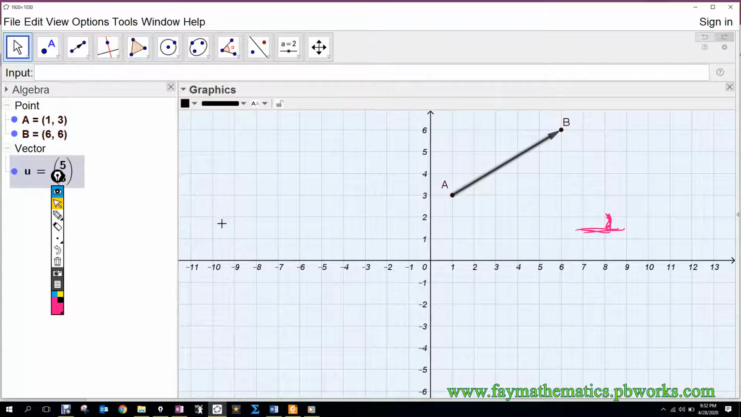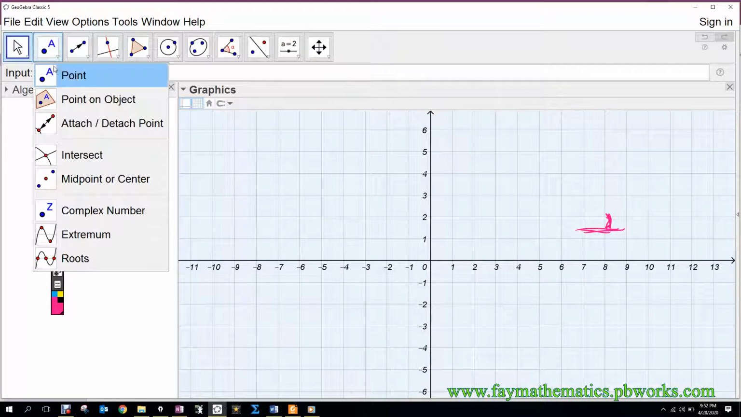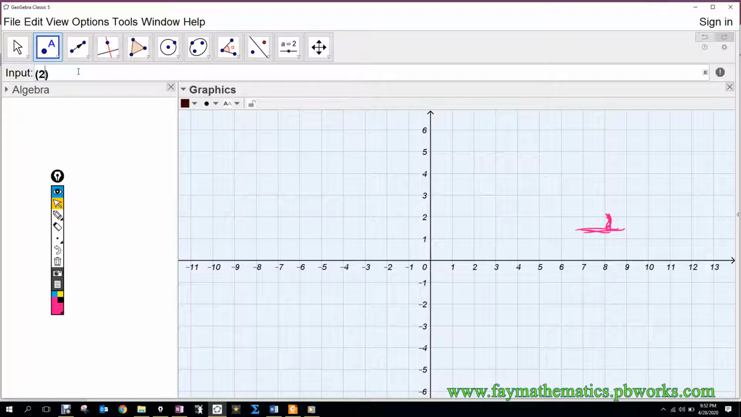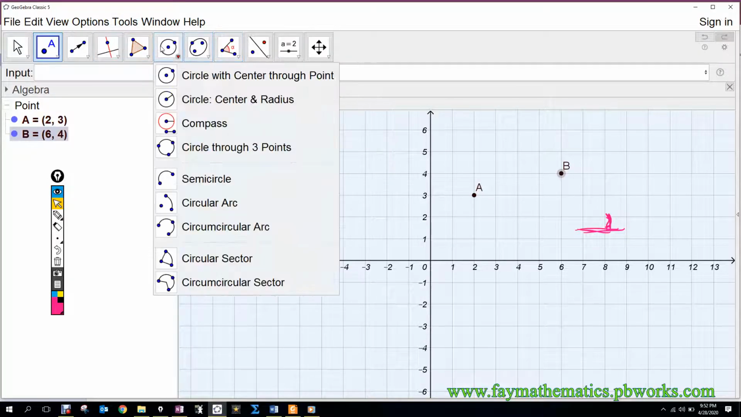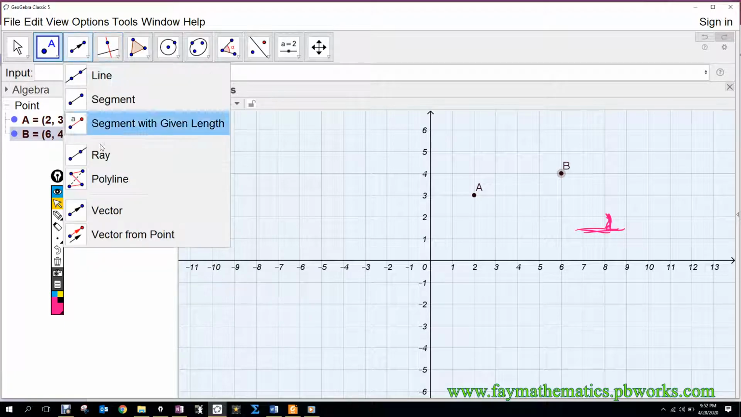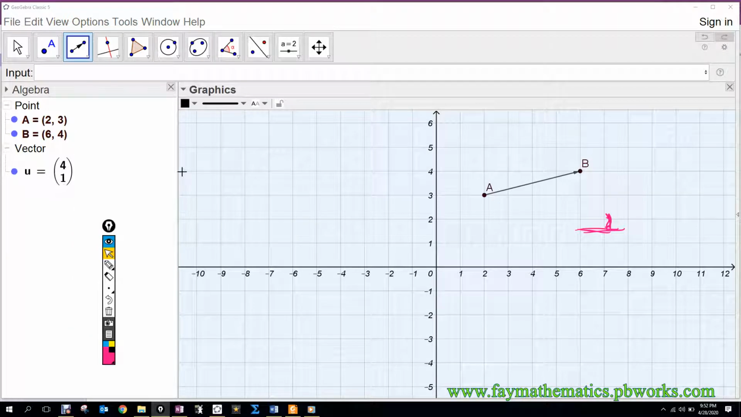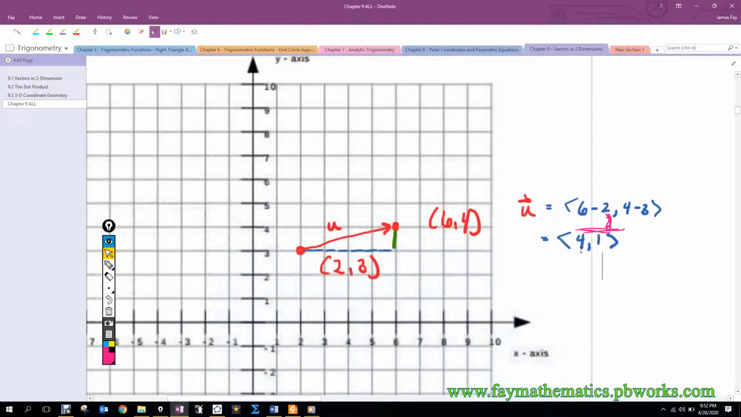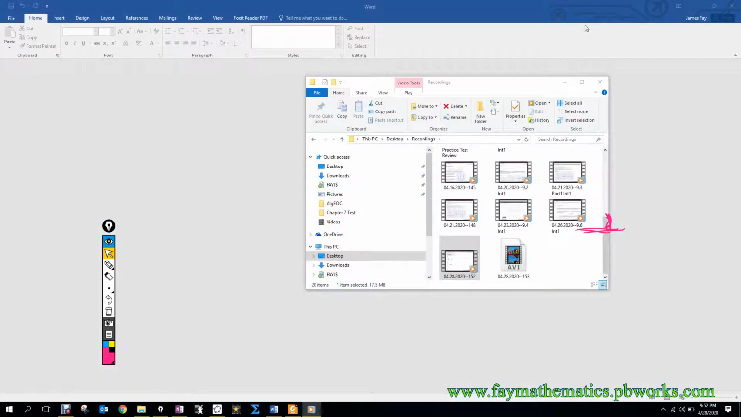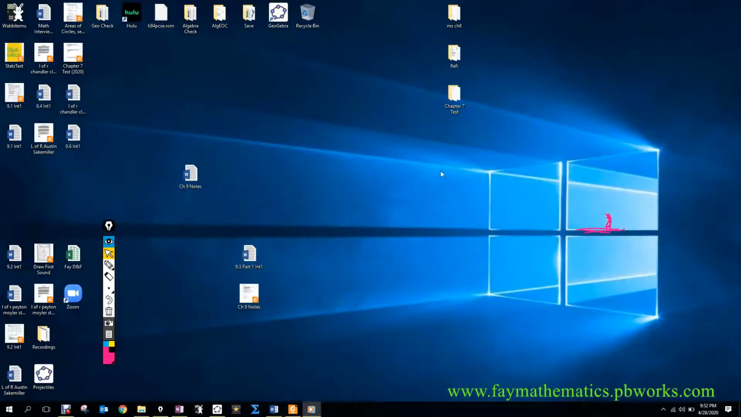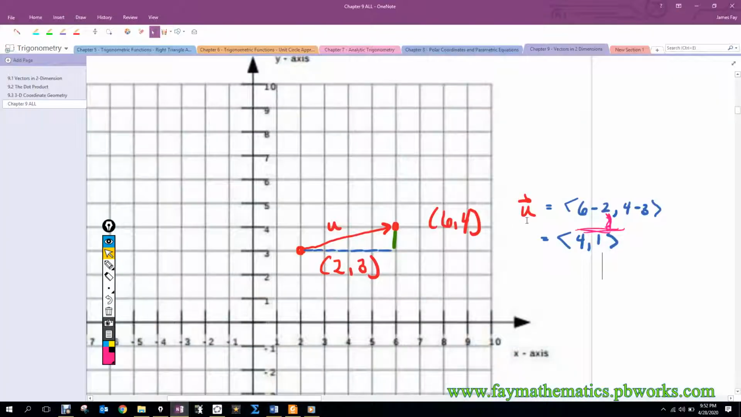GeoGebra to kind of convince you of that real quick is get the point (2, 3), get the point (6, 4). Okay, now if I actually draw in the vector from A to B, you see that it gives the position vector ⟨4, 1⟩, which is exactly what we had. Okay, and this notation is what we use for the most part in the class.